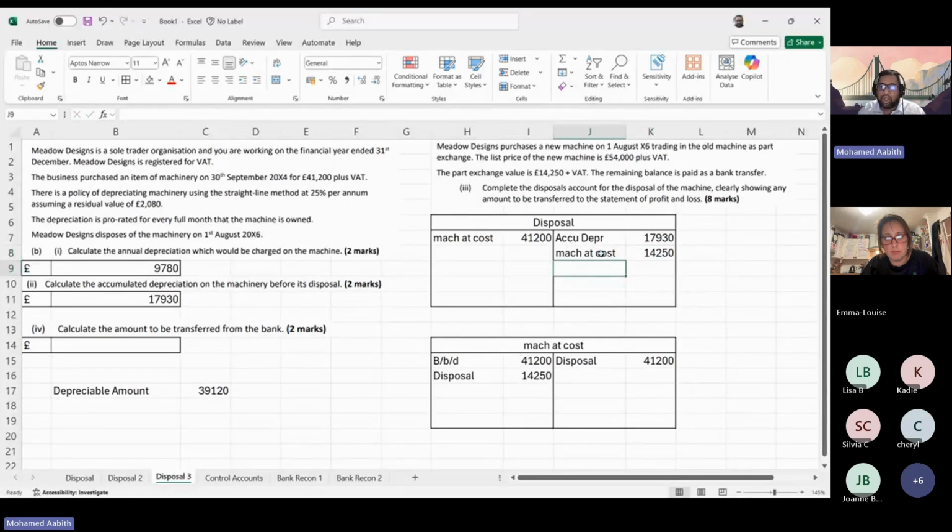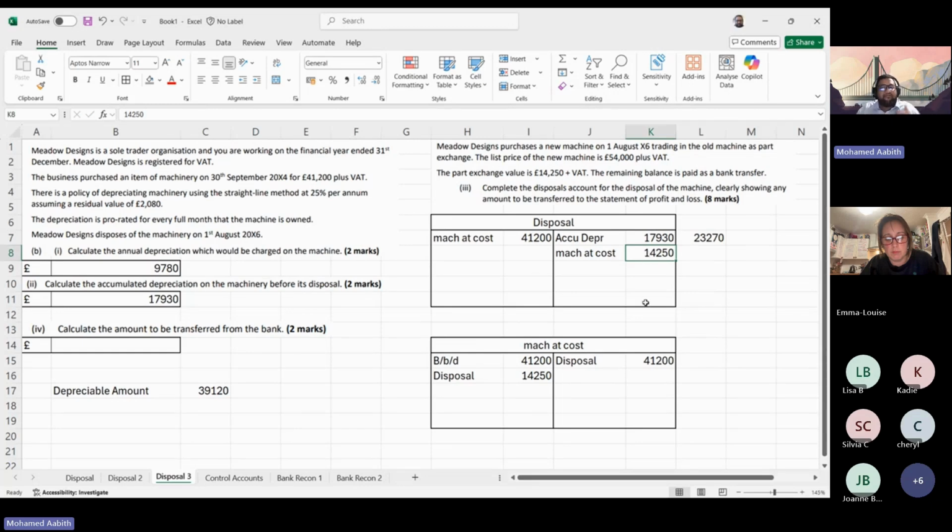Now what we need to do is find whether we have made a gain or a loss on disposal. So I can say with absolute accuracy, the amount we have here, which is the carrying amount, this minus that, and the machine at cost, whatever money we got as the part exchange value, is well below.